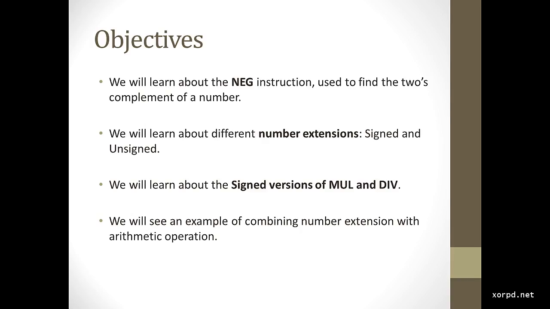Objectives of the lesson. We will learn about the neg instruction used to find the two's complement of a number. We will learn about different number extensions, signed and unsigned. We will learn about the signed versions of the instructions multiply and divide. We will also see an example of combining number extension with arithmetic operation. Let's begin.